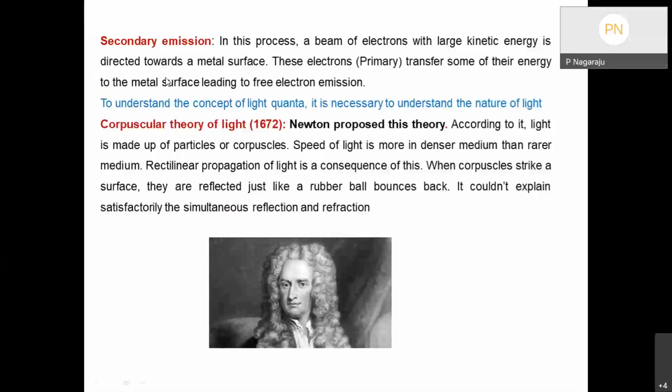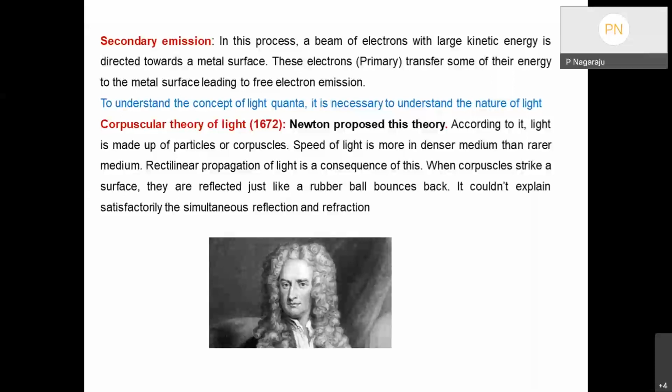The other process is called secondary emission. In this process, a beam of electrons with large kinetic energy is directed towards a metal surface, and these electrons, which are ejected with large kinetic energy, are called the primary electrons. These primary electrons transfer some of their energy to the metal surface, leading to free electron emission.